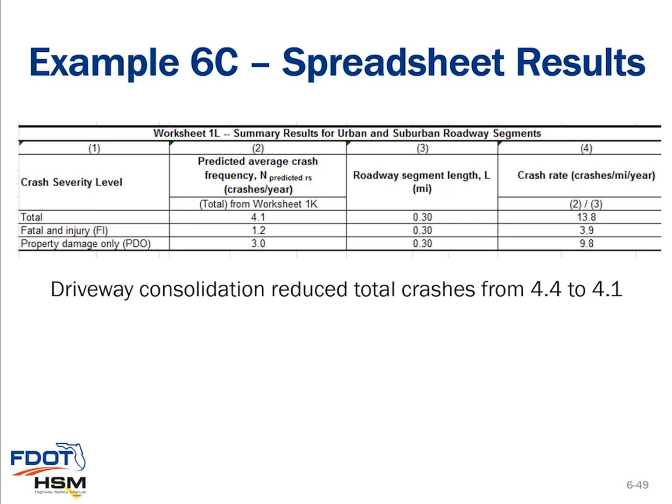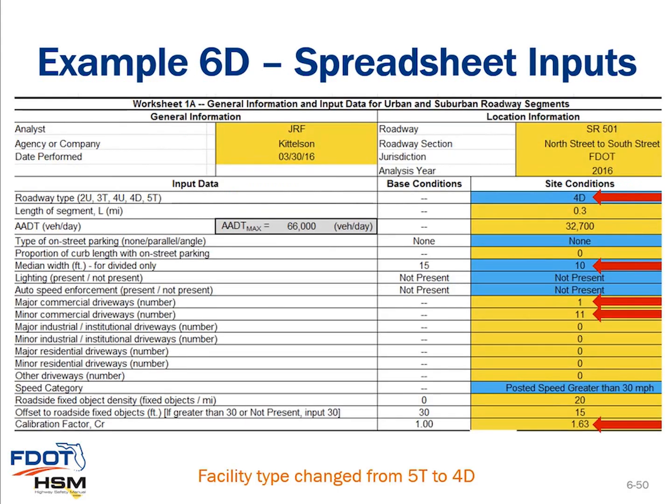Now we'll do example 6D. Again, save the spreadsheet and make the changes that we need in there. So there are several changes, all flagged here by red arrows. We've gone from a 5T type of facility or roadway type to a 4D, 4-lane divided. So you need to scroll down and make those changes. You need to go back to the major and minor driveways and change those back to 1 and 11 as we had in the original example of 6B. And then we need to change the calibration factor because we've gone to a new facility type. You now need to change the calibration factor, and that is 1.63.